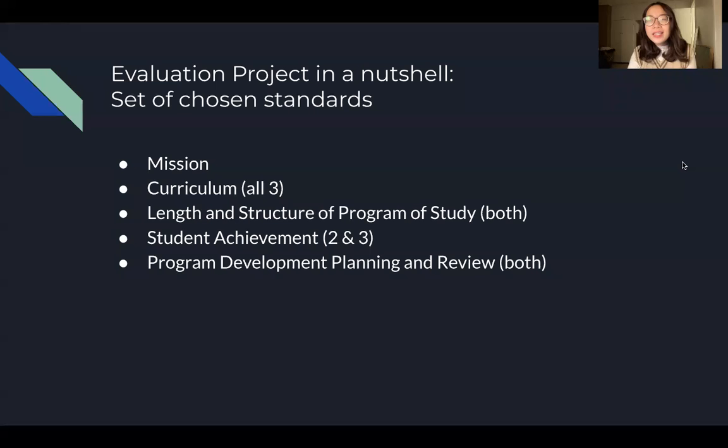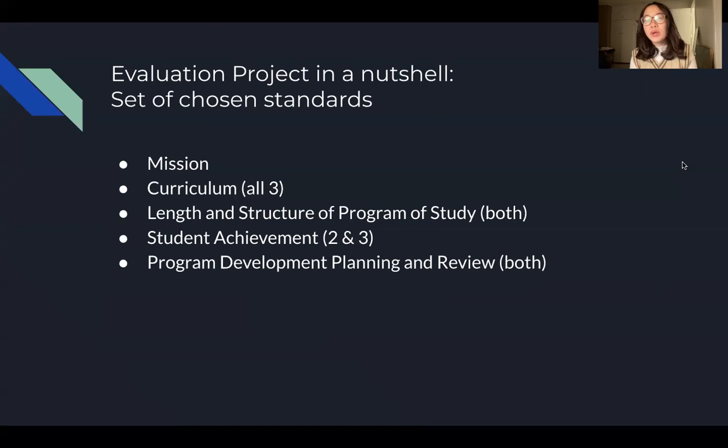Because of my personal experience with the program, I want to present the project with the assumption that I have my own biases going into the evaluation, and then show how I try to balance that with the evidence that I found through the documents gathered from the program and through different interviews and observations.